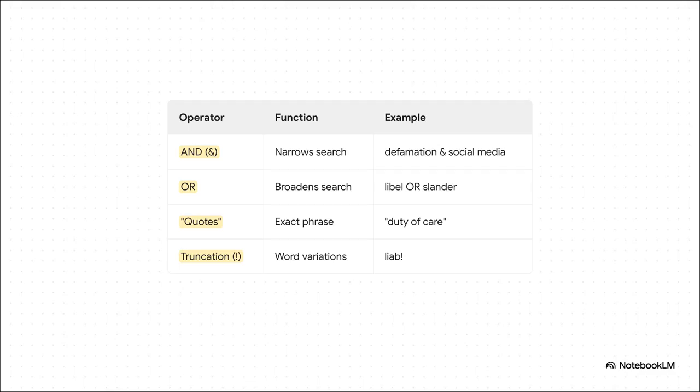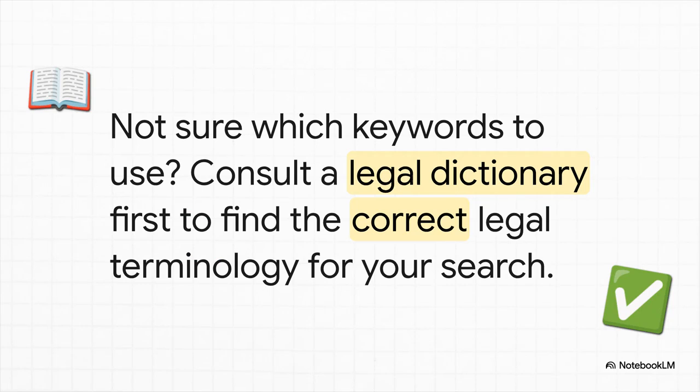These four operators are the building blocks of every single great search. This table is basically your cheat sheet and narrows things down, or opens them up. Quotes look for the exact phrase, and truncation grabs all the variations. You master these four, and you are in complete control of your search. And hey, here's a quick pro tip for you.